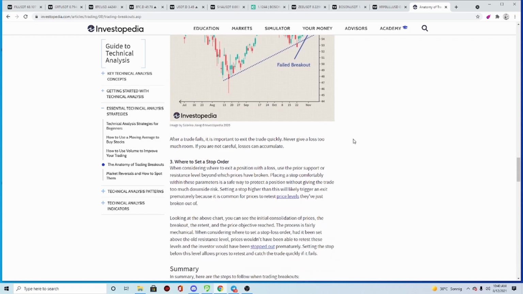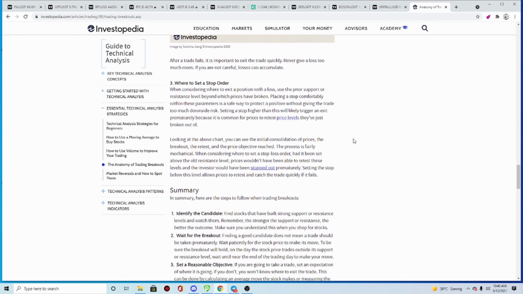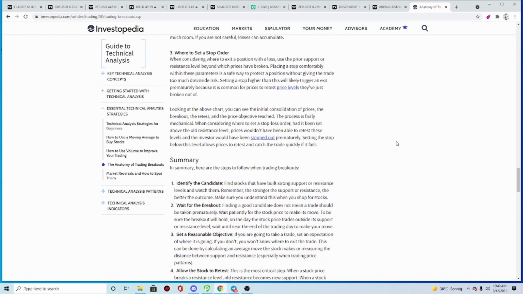Now, after a trade fails, it's important to exit the trade quickly. Never give a loss too much room. If you are not careful, losses will accumulate. And yes, they will. Trust me, they will. You're new. You're going to make mistakes. I still make mistakes. Everybody makes mistakes. It's impossible. It's not like you learn how to trade and now you win every single trade.